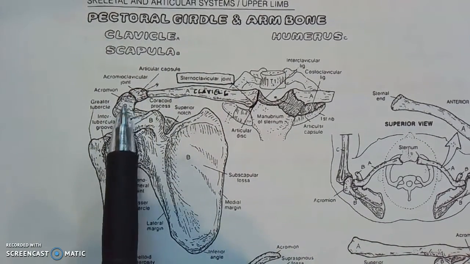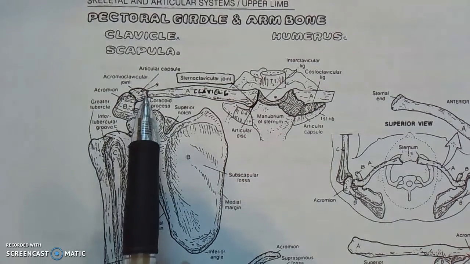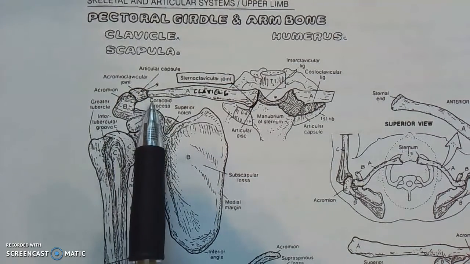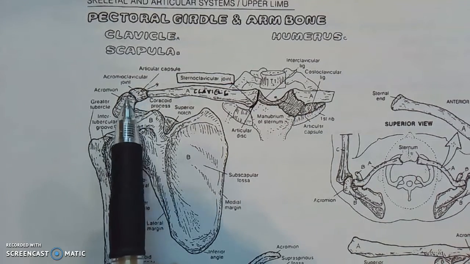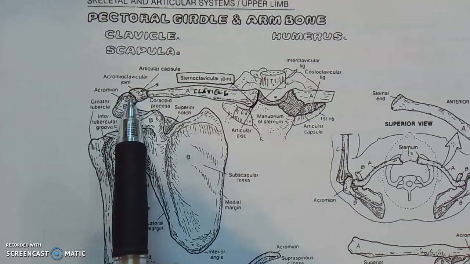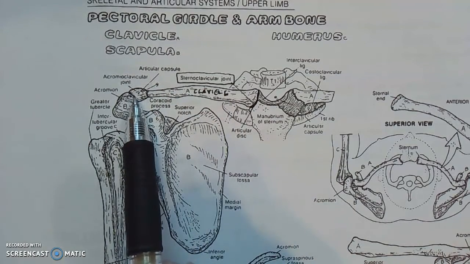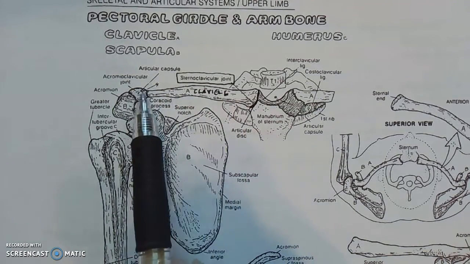Here is the acromion of the scapula, and then right here is the acromioclavicular joint. And there's a capsule of material around there that helps protect that joint. So this joint really doesn't move all that much. There's a little bit of give, but it's not a bone that moves. So this is more of a stability and a connection.